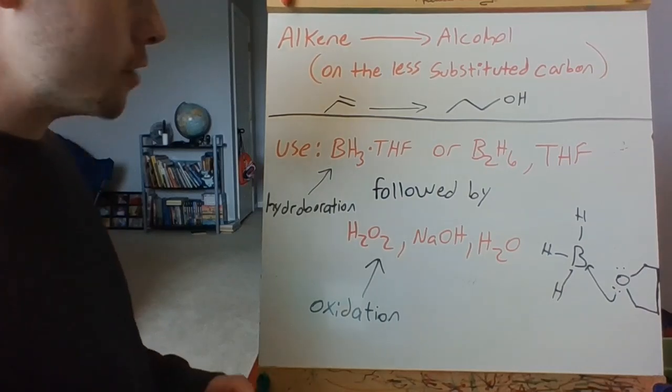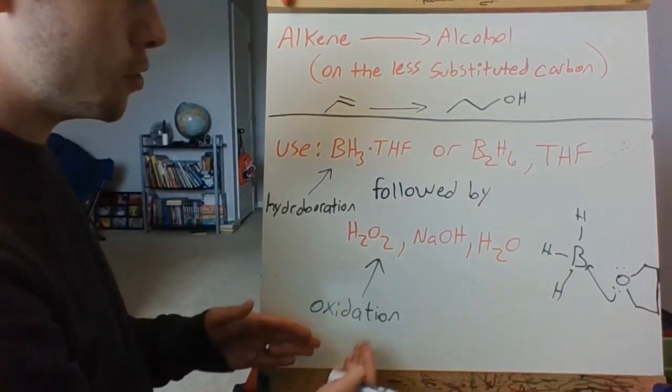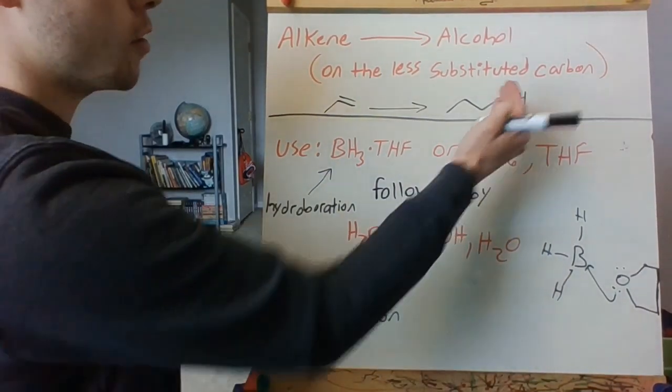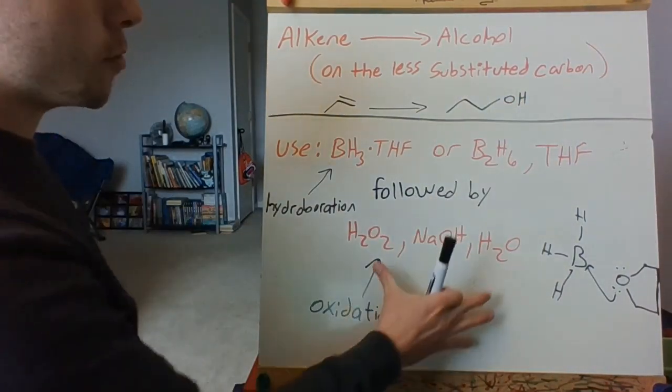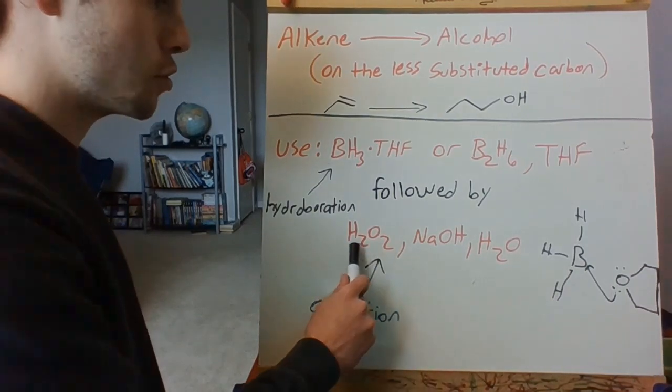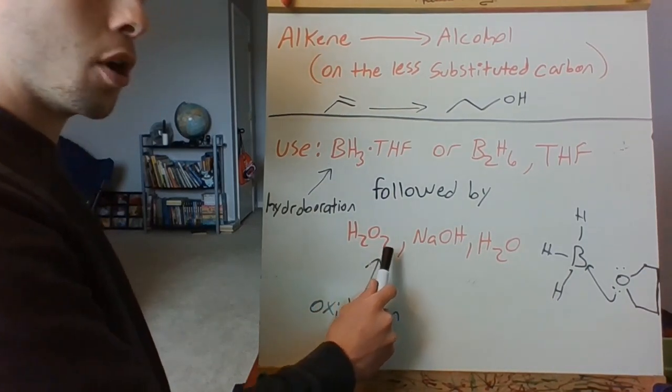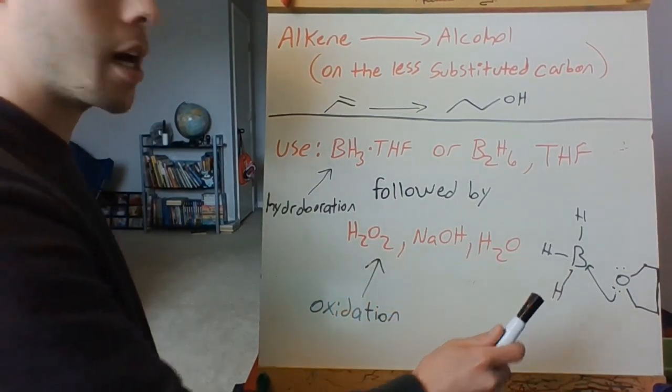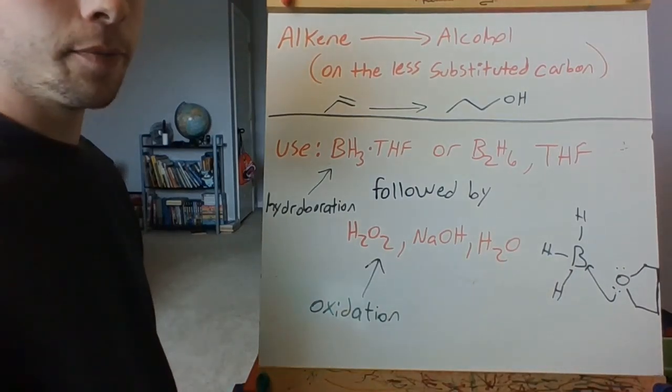And then after the hydroboration step, we then have to do oxidation to get to the alcohol. So our oxygen comes from this step here. And for the second step, you're always going to use hydrogen peroxide, so H2O2, with sodium hydroxide and water.